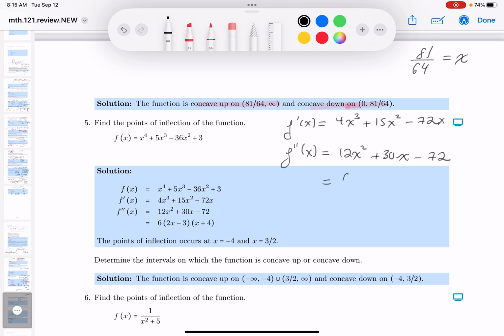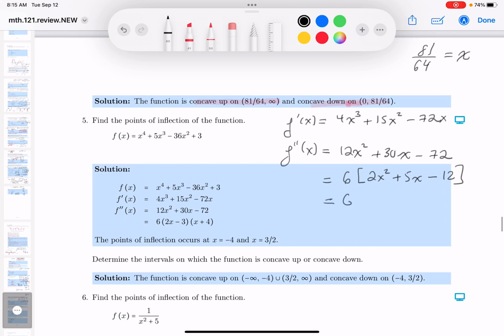So I'm going to pull a 6 out initially, because each of those numbers have a 6 in common as a factor. So we get 2x squared plus 5x, and that's going to be minus 12. All right, so 6 times 2 is 12, 6 times 5 is 30, and 6 times 12 is going to be 72. I'm going to make some attempt to factor it. I really don't want to do the quadratic formula.